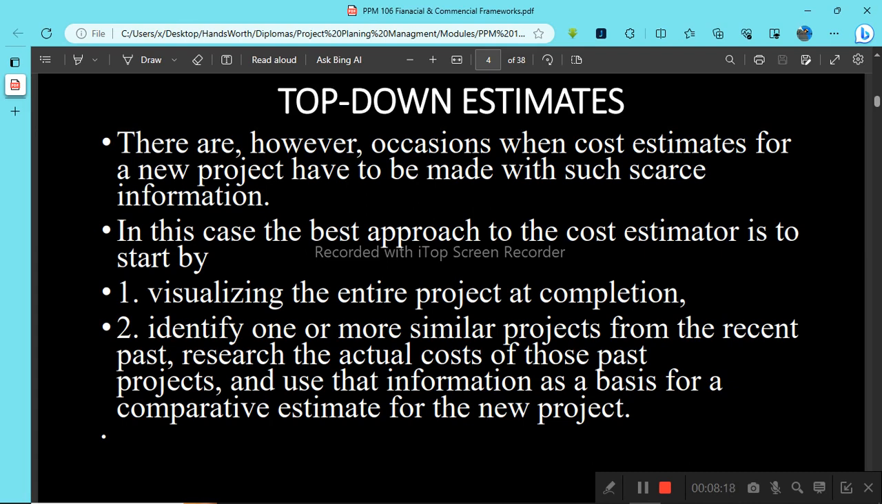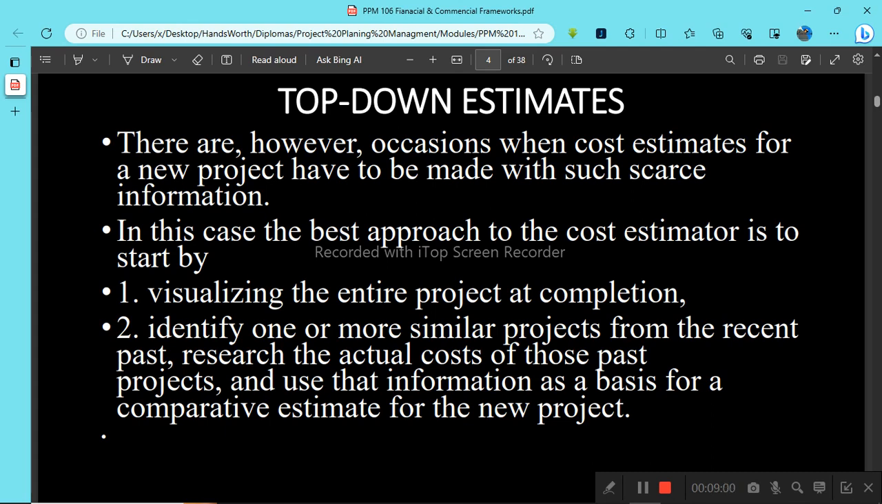So there are occasions when cost estimation for a new project has to be made with scarce information. In a situation where you might have made your work breakdown structure for a given project, unfortunately, you still have a lot of information that is lacking. Maybe you don't really know the current prices of the resources that you need to carry out the activities required to implement your project. So there are about two things that you can do.